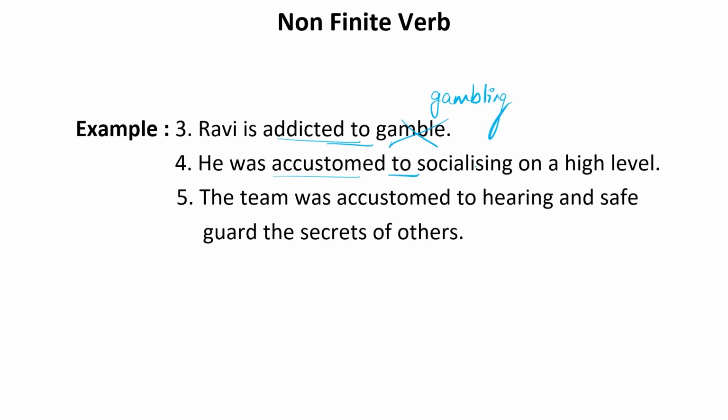He was accustomed to socializing on a high level. So, socializing is the ing form. The team was accustomed to hearing and safeguard the secrets of others. Now, hearing is okay, but safeguard should also be used in the ing form. So, there should be safeguarding. It means to keep secret the secrets of others.